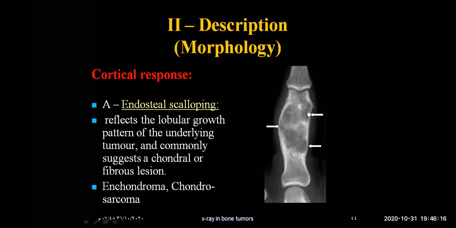Okay. So endosteal scalloping will be found in long-standing benign tumors like enchondroma and early stage of chondrosarcoma, histologically type 1 or grade 1 chondrosarcoma. Okay. This is what we call endosteal scalloping. The other thing is ballooning. This is ballooning. Okay.